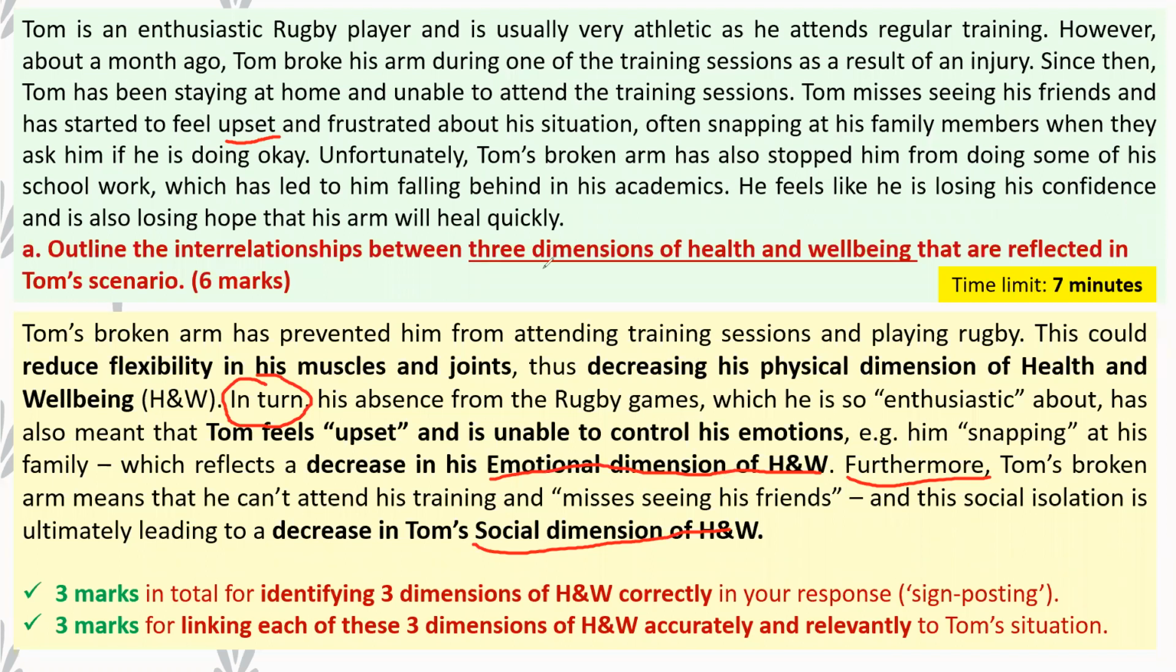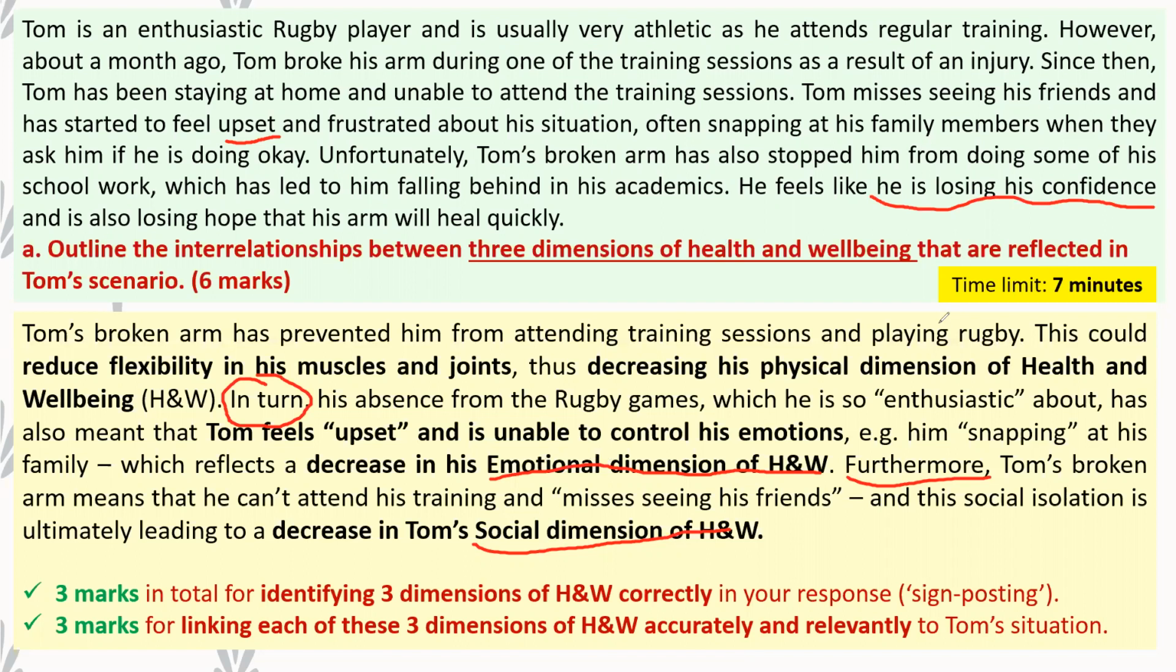And with this question, because it says 3 dimensions, and we haven't specified which ones you need to talk about, you can actually discuss any 3 that are easiest for you to remember. So for example, in this question, if you don't really have a good understanding of emotional dimension, you could talk about mental dimension of health and well-being. You could talk about how Tom is feeling stressed, or anxious that he's missing the games, that he's not able to be with his team. You could talk about how his self-confidence is decreasing, because we talk about how he's losing his confidence.